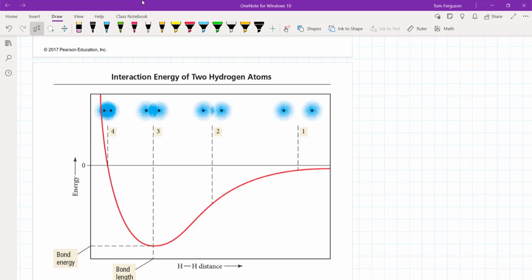So this is an unstable situation because they're too close together. Those electrons now are repulsing one another. When they're just the right distance apart, that is the most stable. And this is potential energy now. The lower the potential energy, the more stable.